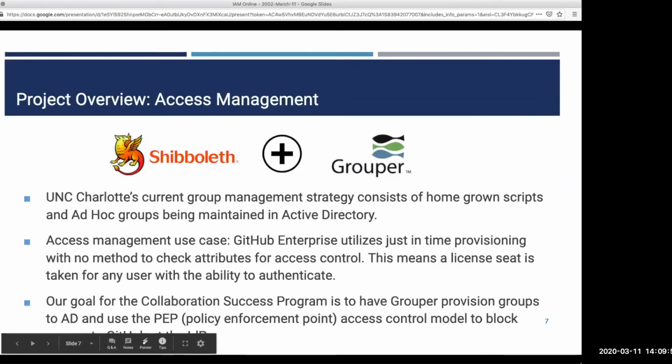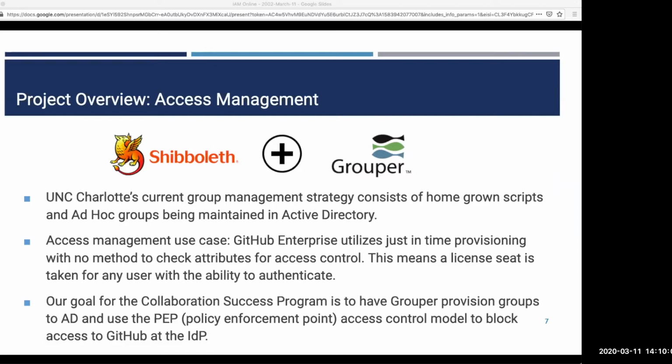So yeah, we already were heavily invested in Shibboleth, like I mentioned, and we kind of stumbled upon the Collaboration Success Program while we were looking for a new tool to serve as our main registry for person data. Initially, the idea was to get people out of Banner that didn't need to be there, like sponsored guests. But we also knew that we needed something a little more robust for groups and group management.